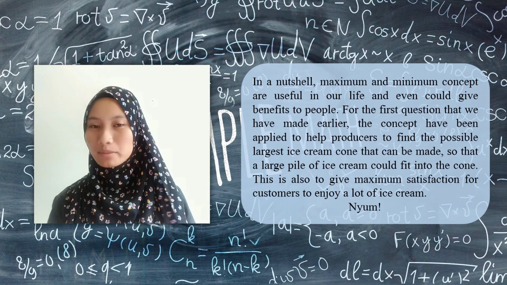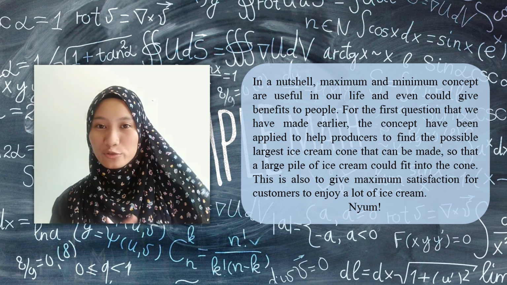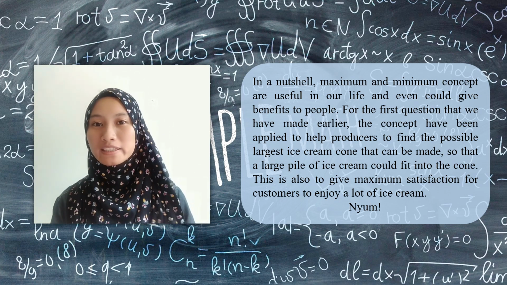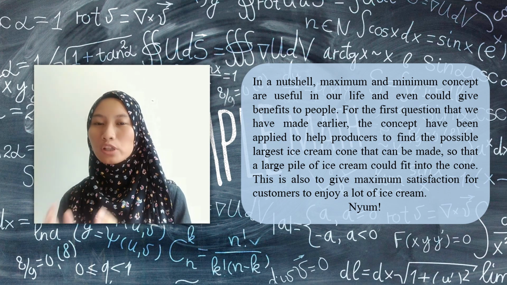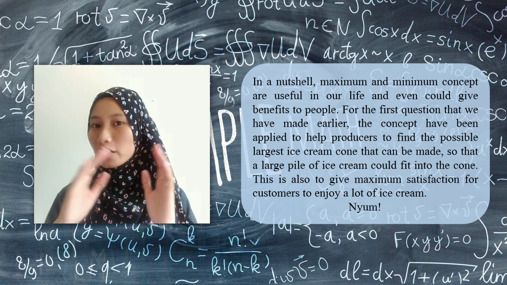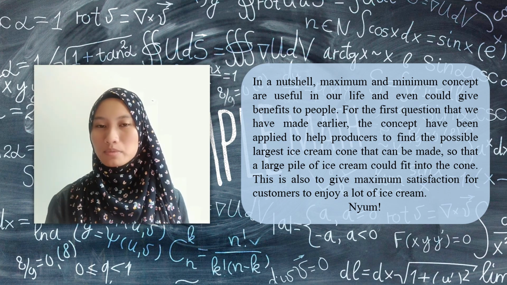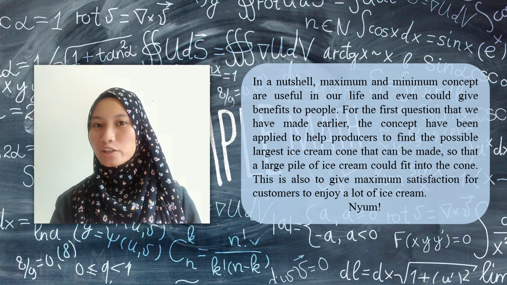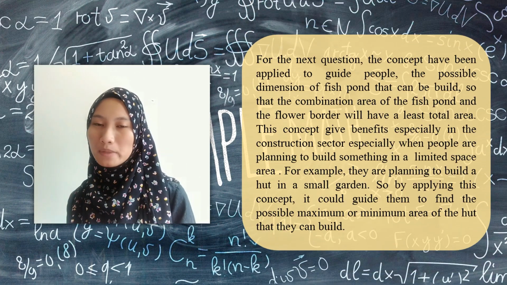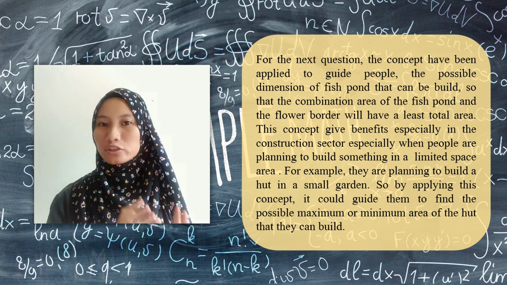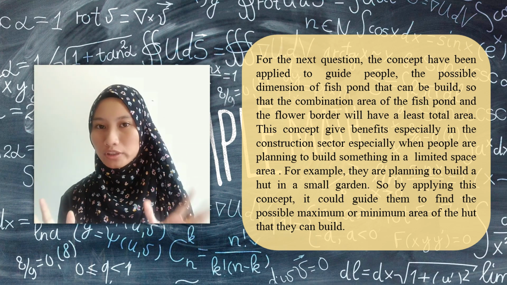In a nutshell, the maximum and minimum concepts are useful in our daily life and could even give benefits to people. For the first question that we made earlier, the concepts are applied to help producers find the largest possible volume of an ice cream cone so that a large pile of ice cream could fit into the cone. At the same time, it could give maximum satisfaction to the customers as they can enjoy a lot of ice cream. For the next question, the concepts are applied to guide people to find the dimensions of the fish pond so that the combined area of the fish pond and the flower border will have the least total area.